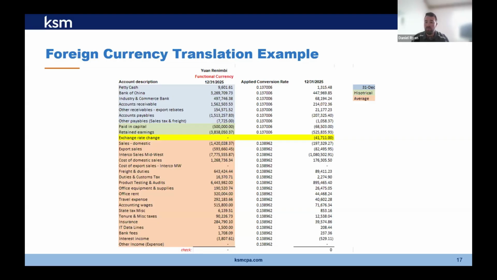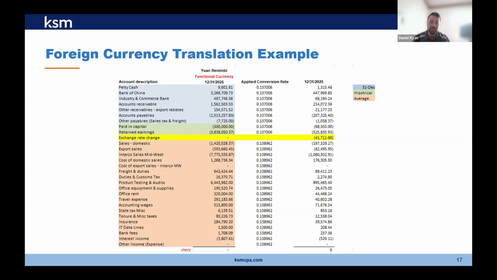There are instances where we will use the foreign exchange conversion rate as of a historical date. In the equity accounts here, we would have had a contribution as of a specific date to initially start this entity. That contribution will be translated as of the exchange rate on that day. And therefore, we'll call that the historical exchange rate, and that will never change.